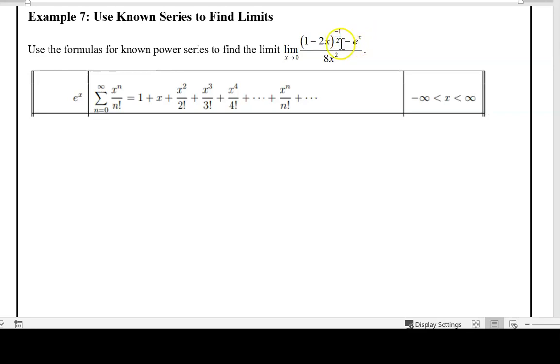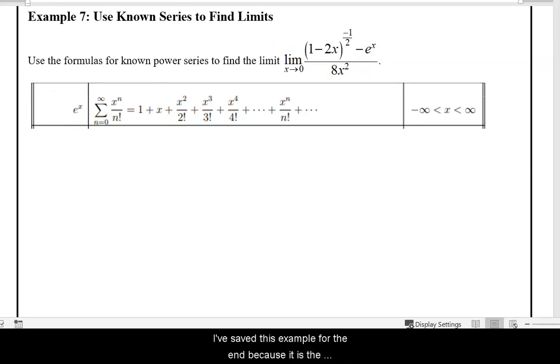We can use known power series, in this case, the known power series for e to the x, to simplify this limit and to evaluate it. I've saved this example for the end because it is the longest one and the most complicated. You'll also notice here that in the numerator, this 1 minus 2x raised to the negative 1/2 power can be thought of as a binomial series. Let's start by writing that as the binomial series and expanding our terms.